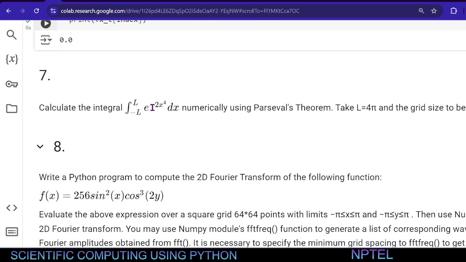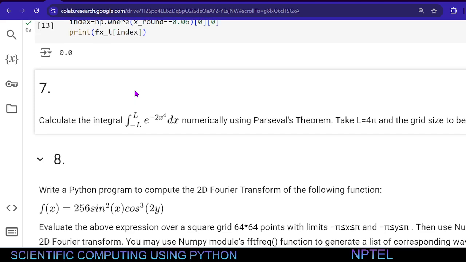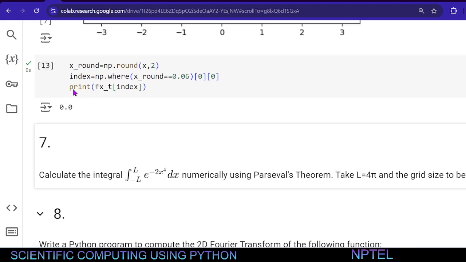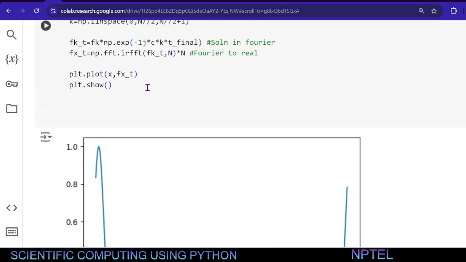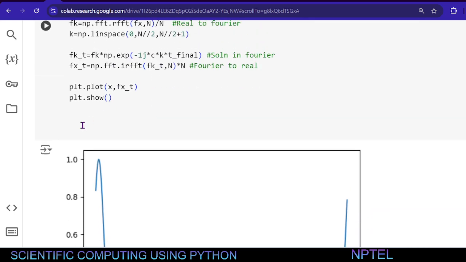Okay, so any questions in this one? We can plot the true solution also, right? So we can say, but we have to shift it by 2 pi. Should we do it?